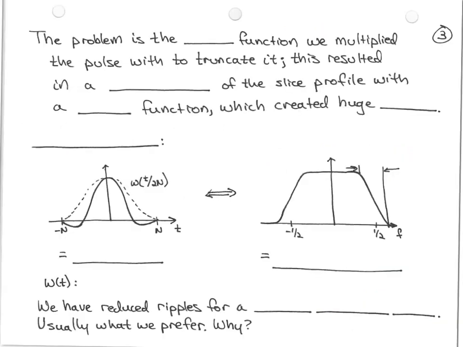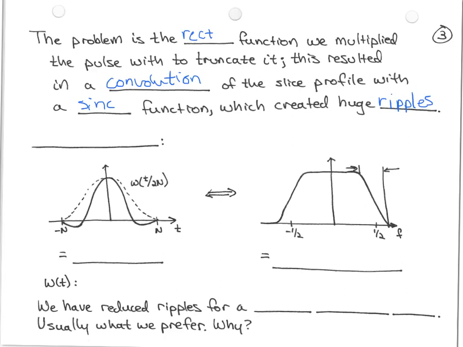And why does it have too much ripple? Well, the problem is the rect function that we truncated the sinc with. The problem is the rect function we multiplied the pulse with to truncate it. So multiplying with this rect resulted in a convolution, as we saw, of the slice profile with a sinc function, which itself has ripples, and then subsequently created huge ripples in the convolved profile.